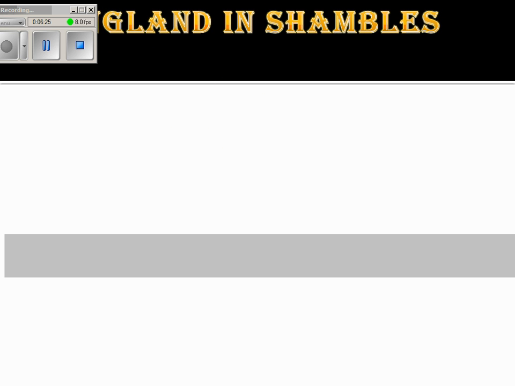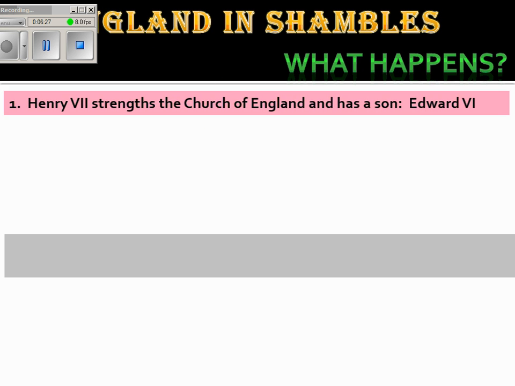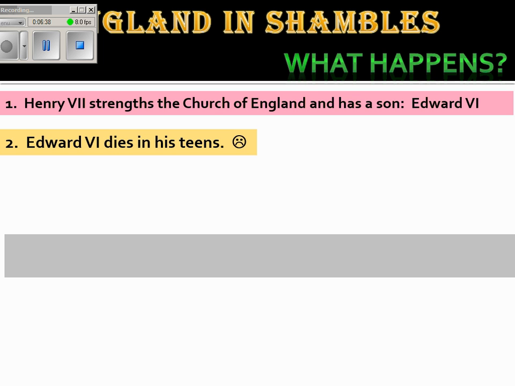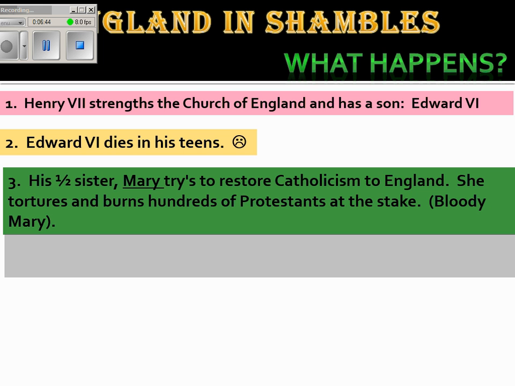So, what happens next? Well, Henry VIII strengthens the Church of England, and he has a son, finally. And his name is Edward VI. Unfortunately, Edward VI dies in his teens, so he is unable to take the throne. So the only person left is his half-sister, Mary. And what she tries to do is restore Catholicism to England. Remember, her dad was a Protestant.